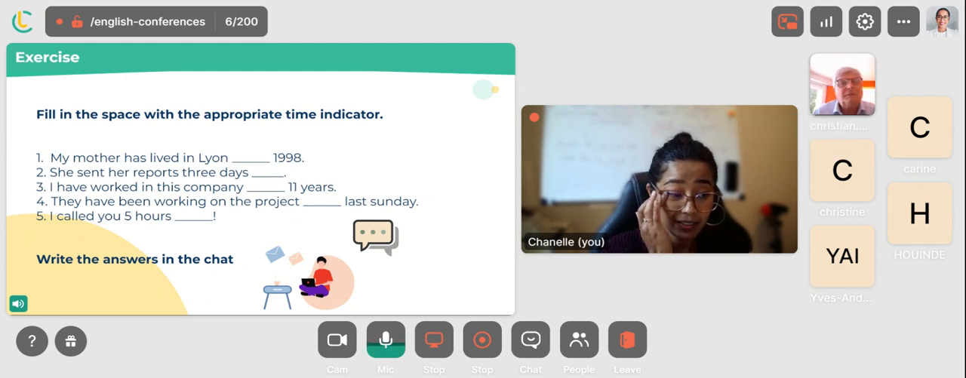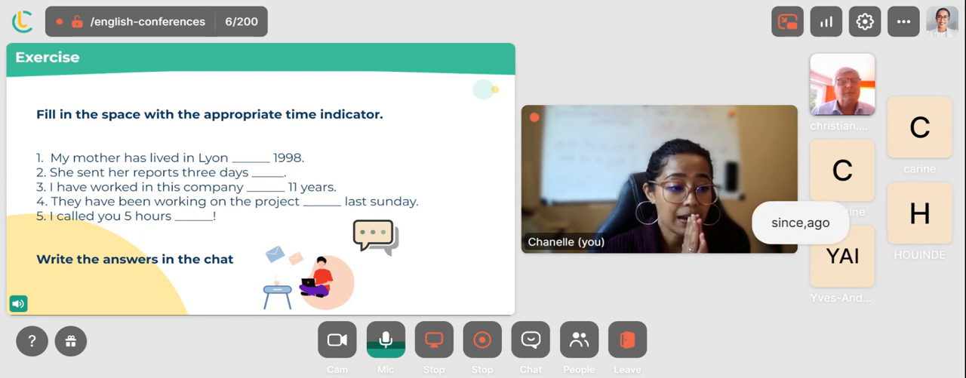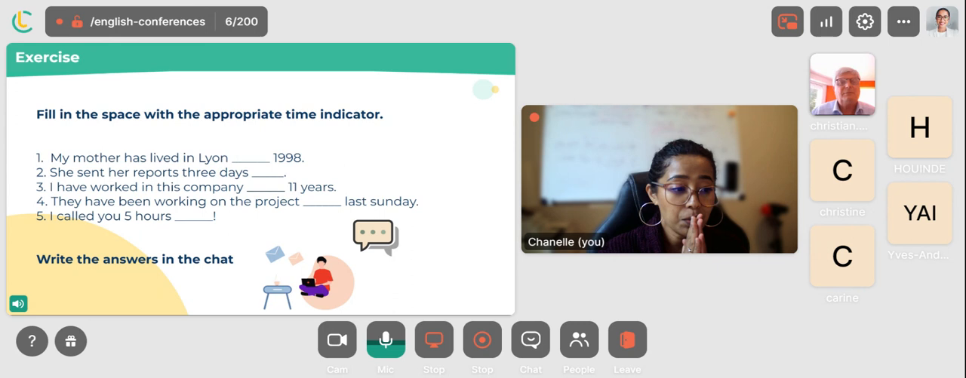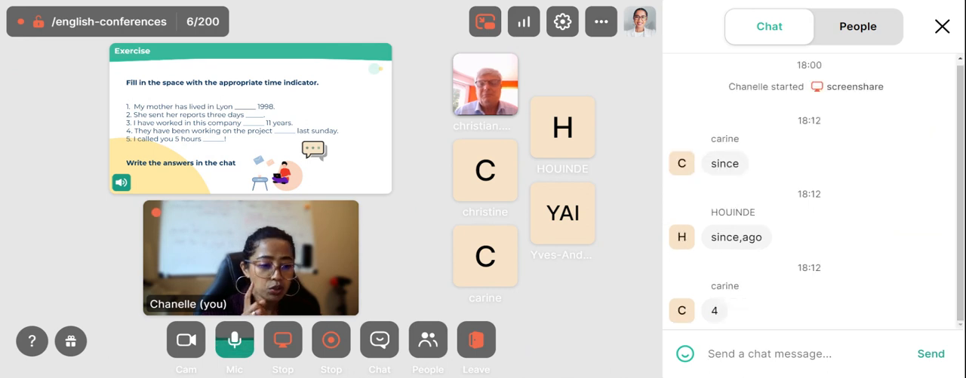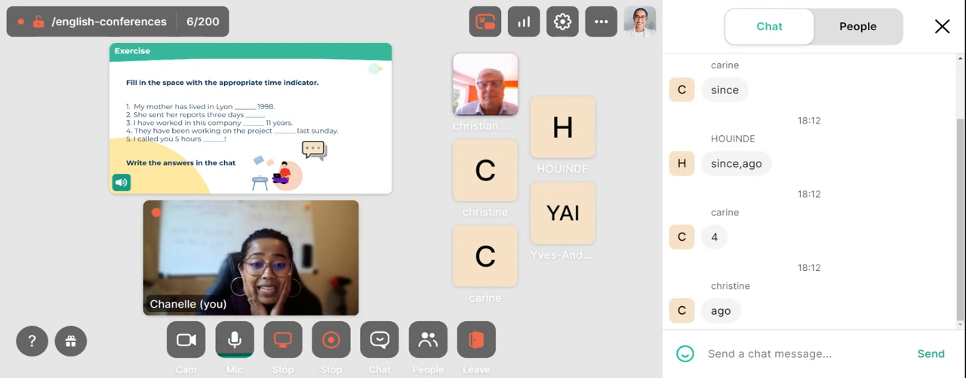So Karine has given us since. Christian will wait for you. So I'm going to look into the chat so we can see where we are. So the example that I gave to Karine, I think I gave Karine number 4. So also just put, thank you, Karine. So it says, they have been working on the project since last Sunday. Perfectly. Christine, what number were you? I think I gave you number 2, Christine. She sent her reports 3 days ago. Beautiful. Thank you so much.